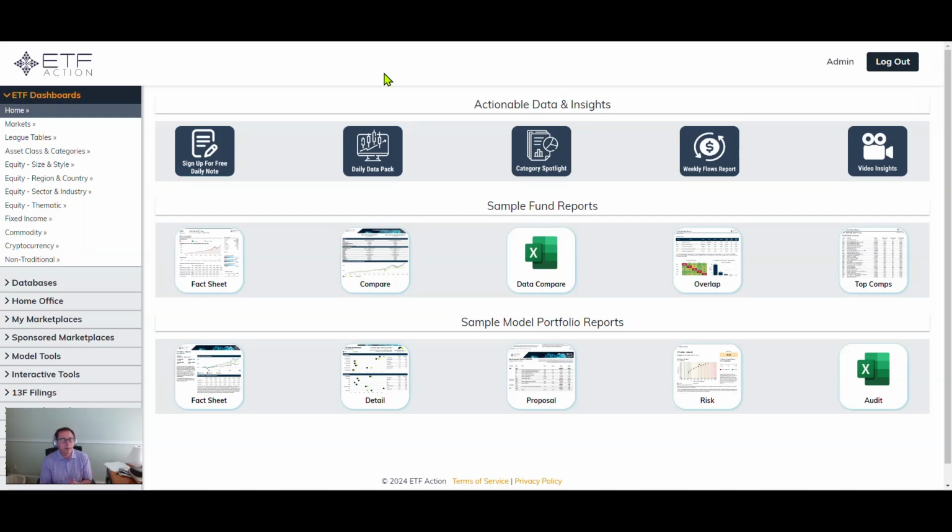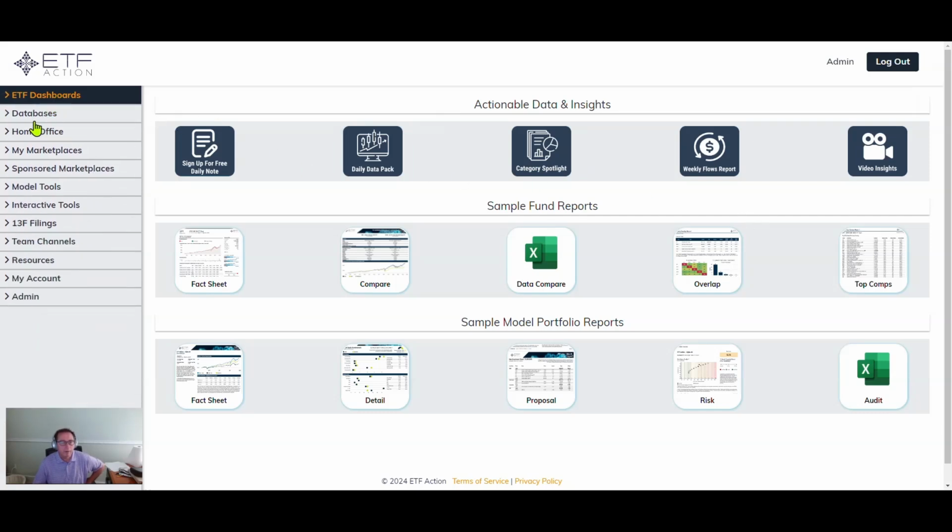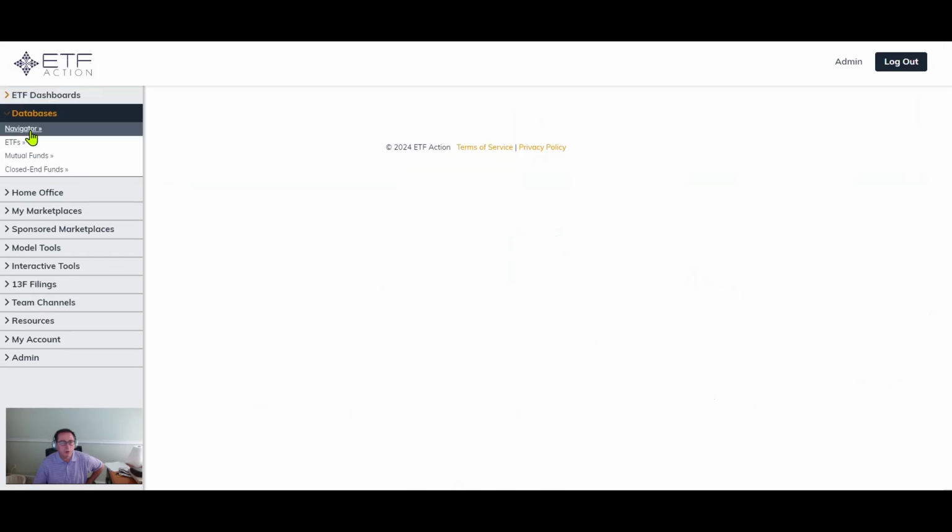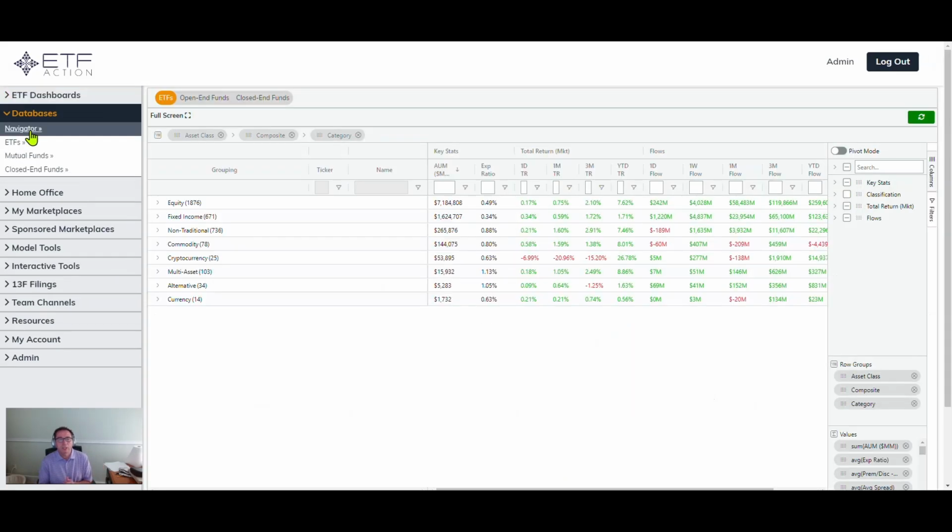Today I'm going to be using our ETF Navigator located on the side panel under databases. So what I'm going to do is navigate into our databases to our Navigator, which is your open architecture to group ETFs up using our proprietary classification system and to aggregate up flows, AUM, averages on returns, as well as expense ratios for any different combination of strategies you want across our database.